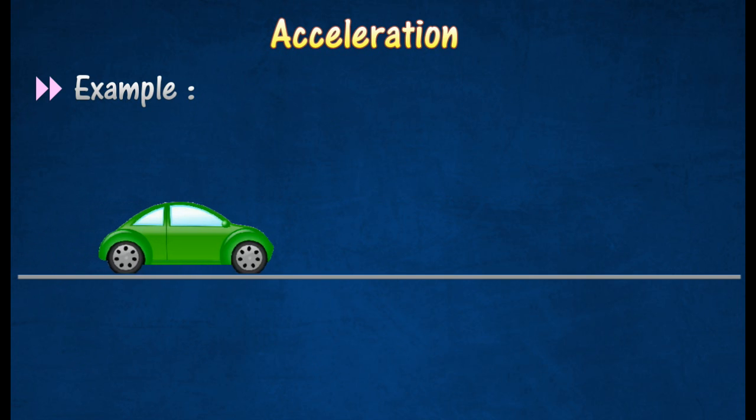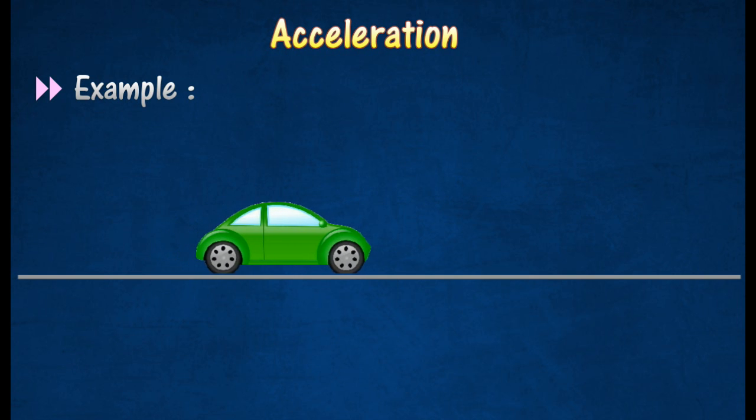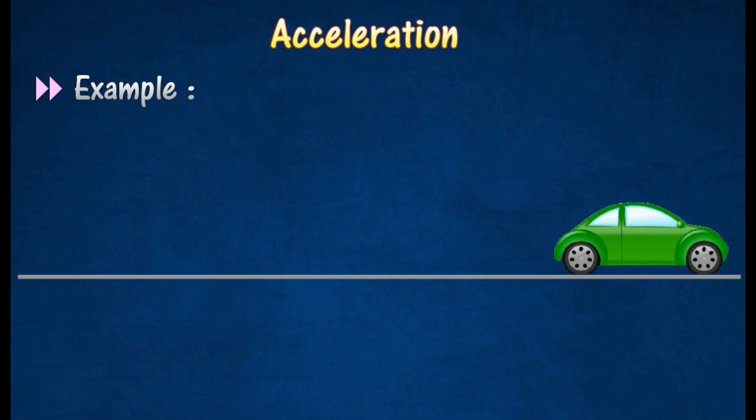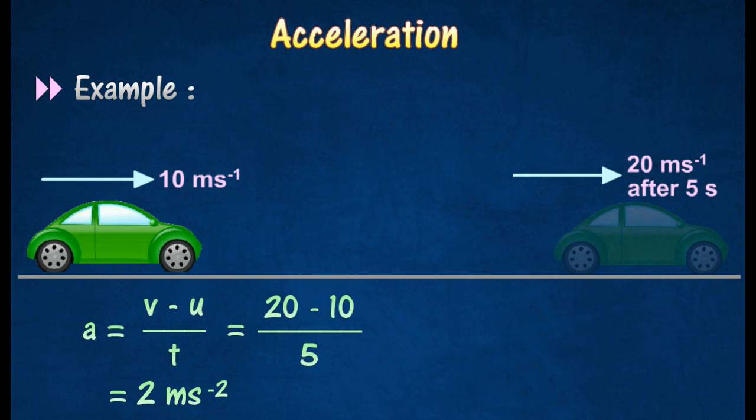A car increases its velocity steadily from 10 meters per second to 20 meters per second in 5 seconds. The acceleration of the car can be determined from the equation shown.